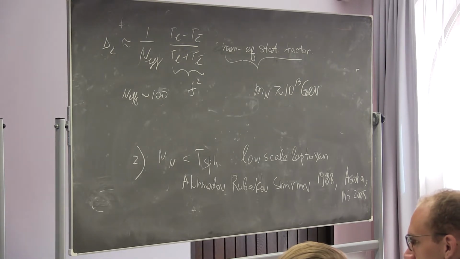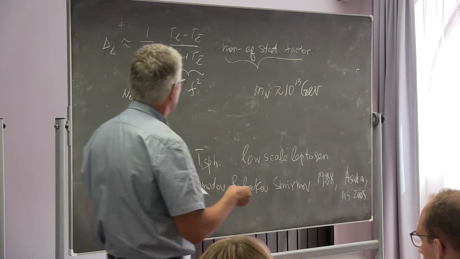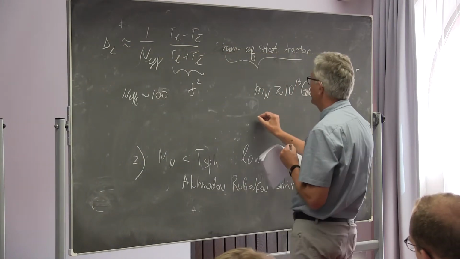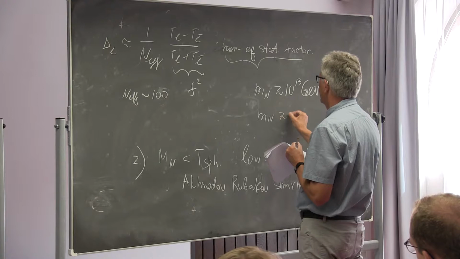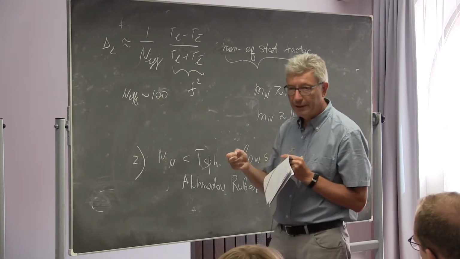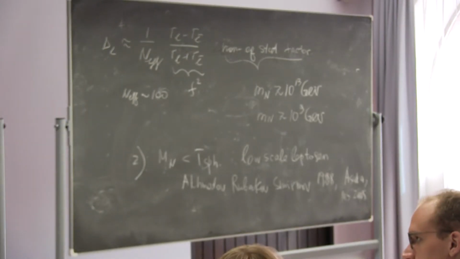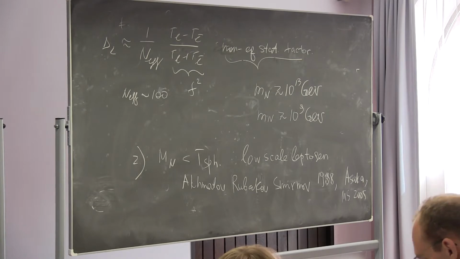Okay, there are some refinements of this number. The estimate which I was doing was very rough, in the sense that I was not taking into account the flavor structure of neutrino masses. If you take that into account, then this bound is weaker, and you get Mn greater than 10 to the 9 GeV. But still, it indicates that the masses of these particles should be pretty large.